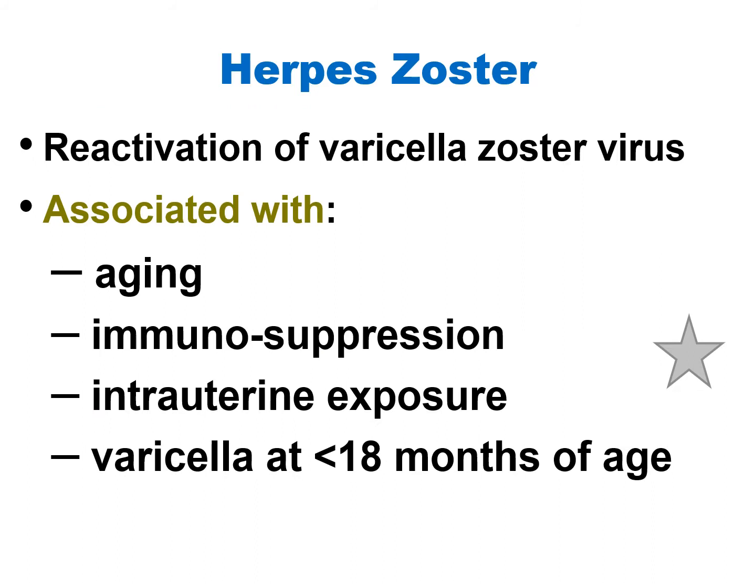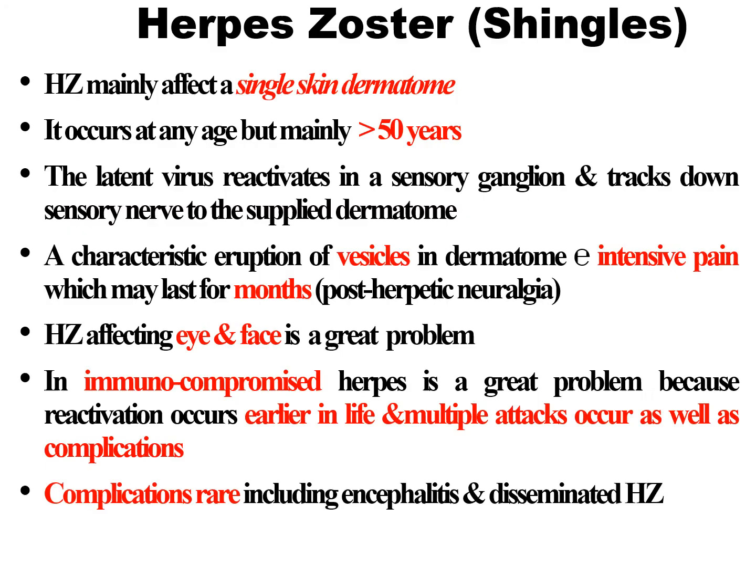Herpes zoster occurs due to reactivation of varicella zoster virus. Reactivation is associated with aging, immunosuppression, intrauterine exposure, and varicella at less than 18 months of age. Herpes zoster, or shingles, mainly affects a single skin dermatome and occurs at any age, but mainly over 50 years. The latent virus reactivates in a sensory ganglion and tracks down the sensory nerve to the supplied dermatome, with a characteristic eruption of vesicles in the dermatome and intense pain, which may last for months.